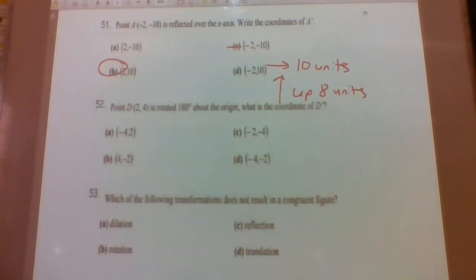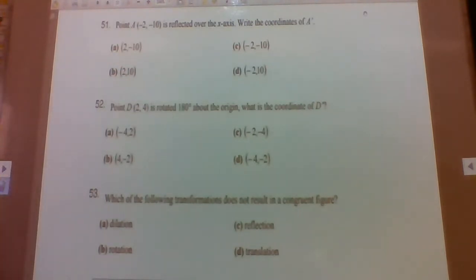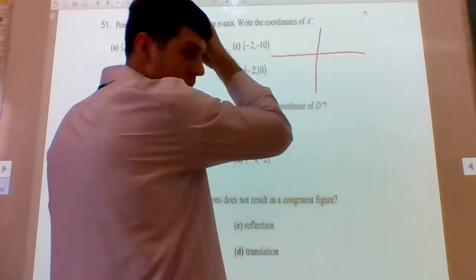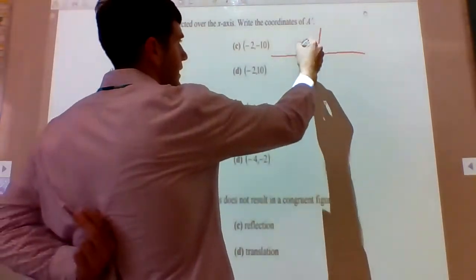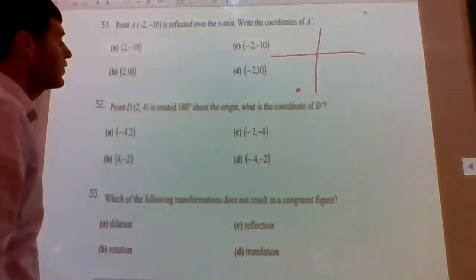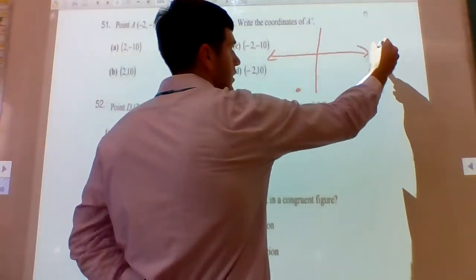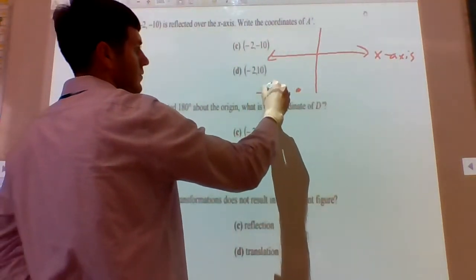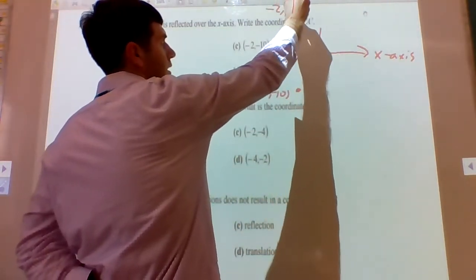51. Point A, -2, -10, is reflected over the x-axis. Write the coordinates of A prime. So if we're reflecting over the x-axis, there are two ways we can do this. We can draw it out. So -2, -10 is down here. If we reflect over the x-axis, this is the x-axis here. If we go to the x-axis, we're going to stay at -2, except we're now going to be at +10.